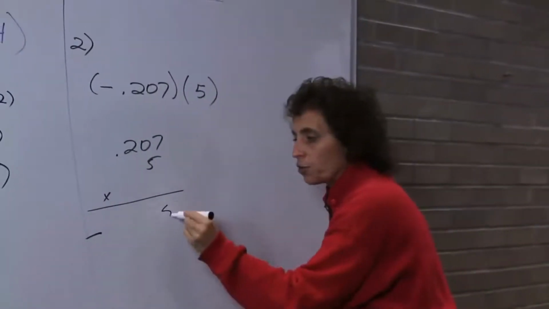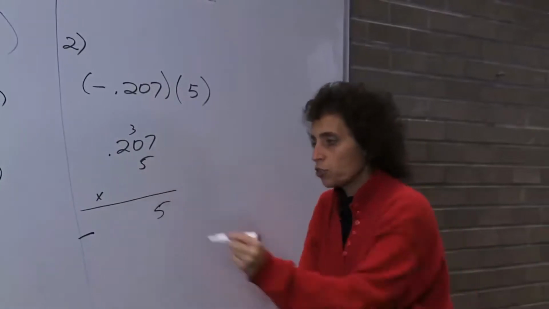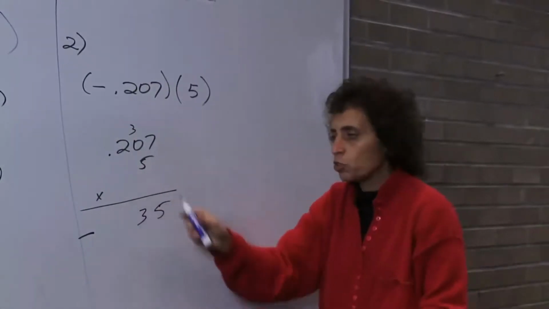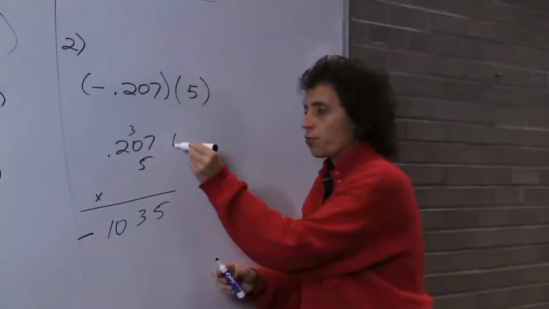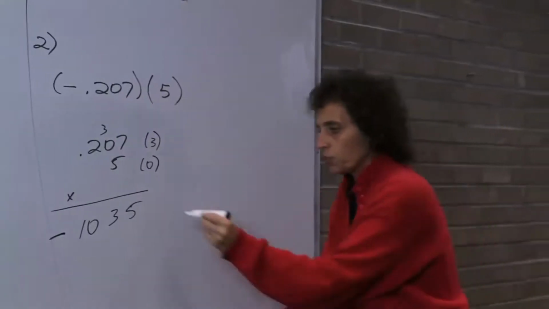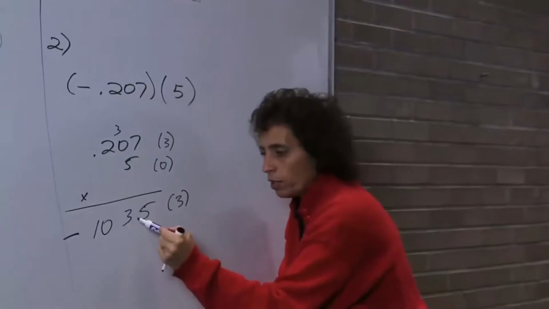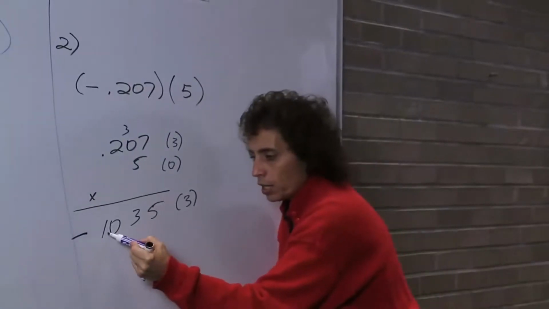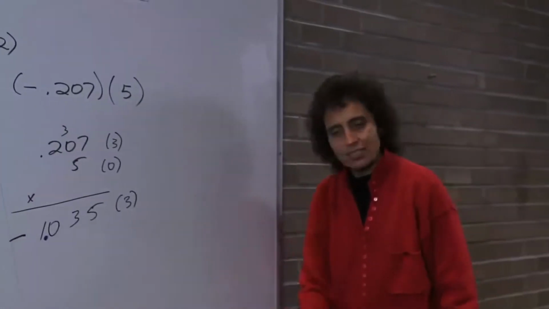5 times 7 is 35. Carry the 3. 5 times 0 is 0, plus 3 is 3. 5 times 2 is 10. I count the number of places. There are 3 here. Should have did that first, I'm sorry. There are 0 here. 3 plus 0 is 3. So I count in 3. 1, 2, 3, and here's my answer. Negative 1 and 35 thousandths.